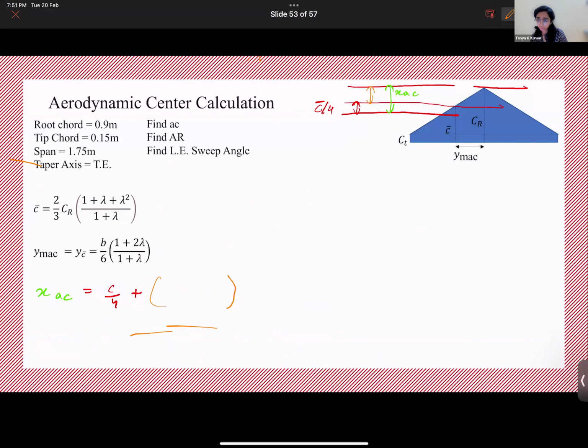XAC is 0.2965. Okay, but can you tell me what is the distance in orange? How did you get XAC as this value? C bar by 4 plus what is the quantity in orange? How did you get this value?